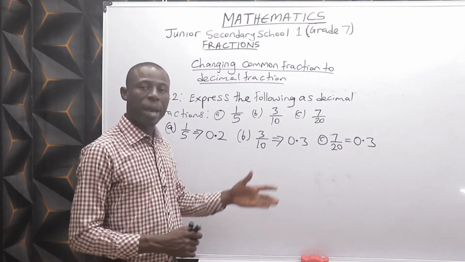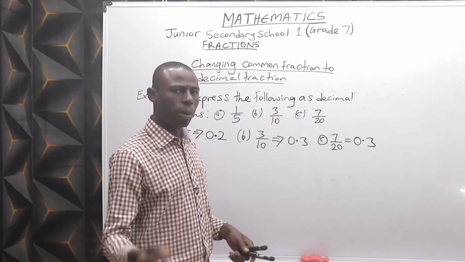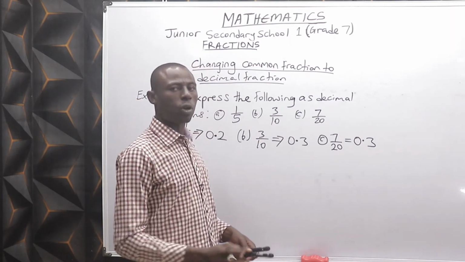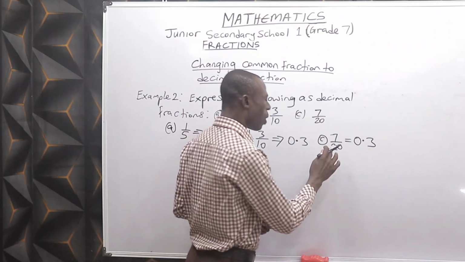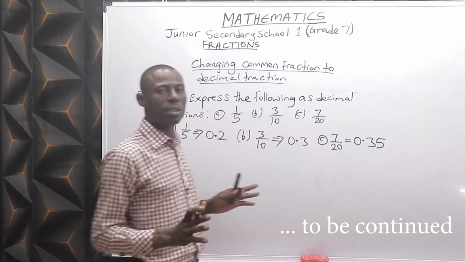So, it remains 10. Put 0, another 0 at the back of that 10, making it to become 100. How many 20 do we have in 100? That is 5. And that ends it. That's the end of it.